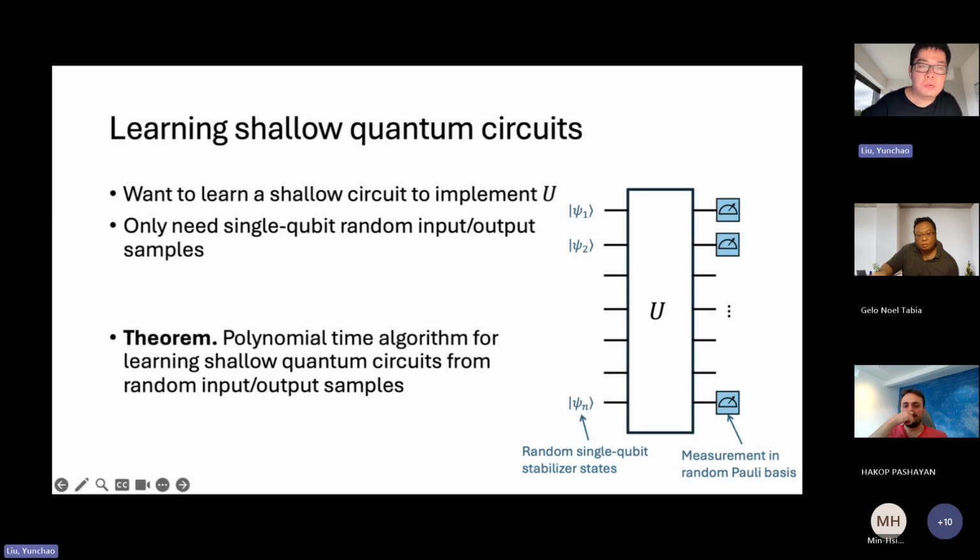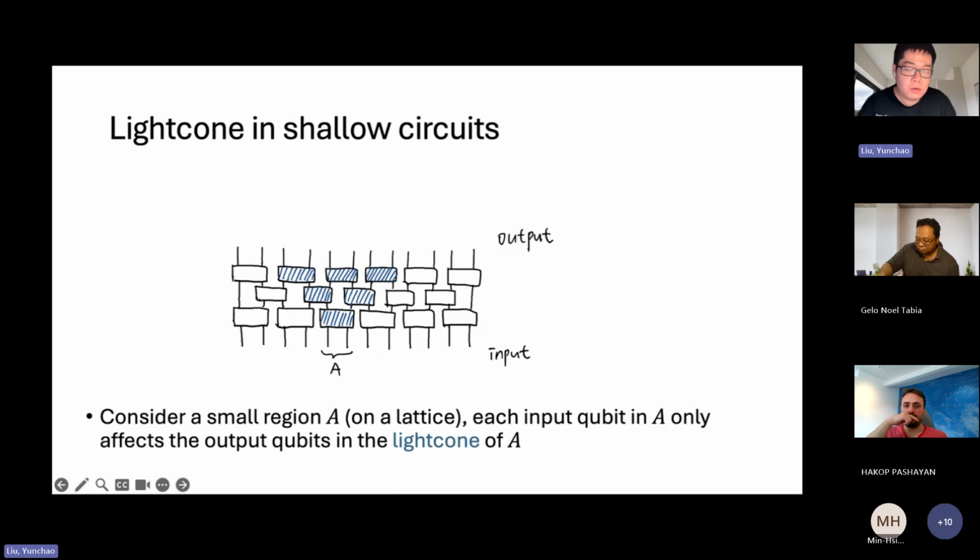And next, I will tell you about this theorem, which is we give a polynomial time algorithm for learning shallow quantum circuits from these random input-output samples. Okay, so to begin with, we will review a very basic property of shallow circuits known as light cones.